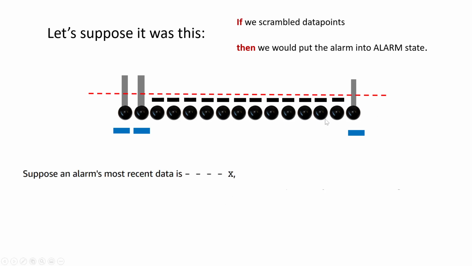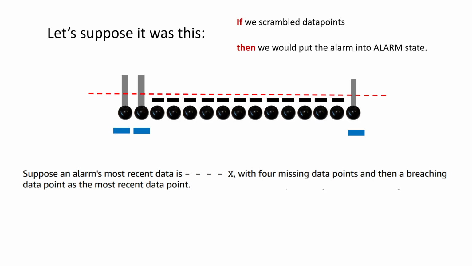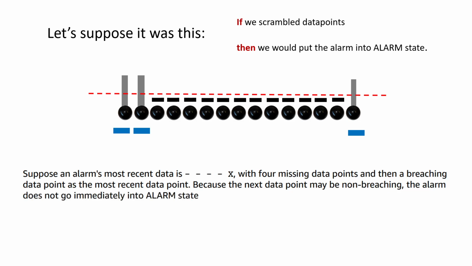They do actually say in the docs, suppose an alarm's most recent data is breaching, right? 1, 2, 3, 4 missing. We've just had a breacher. It's been the first time we've had a real data point in a while. So with 4 missing data points and then a breaching data point as the most recent data point, I'm just saying they have this weird passage where they cover a situation like this. Because the next data point may be non-breaching, the alarm doesn't go immediately into alarm state.